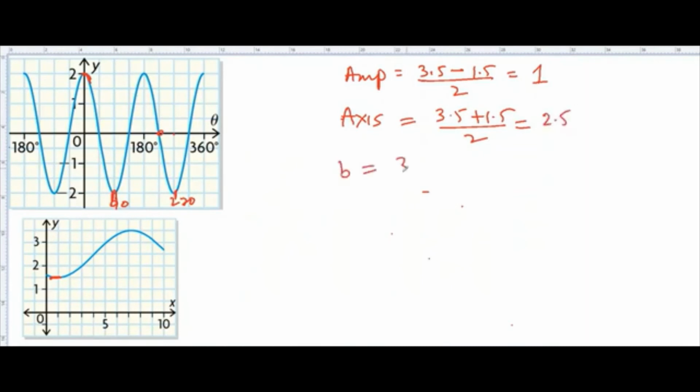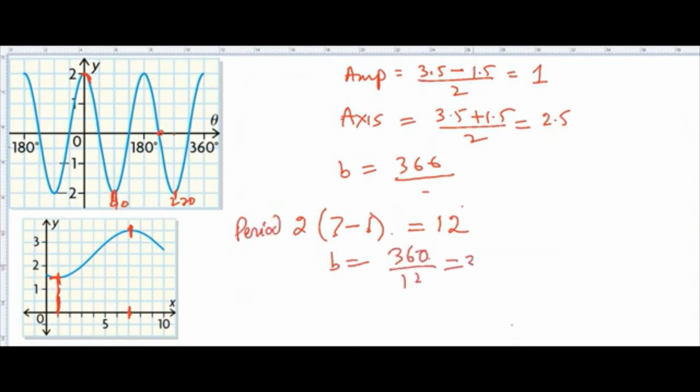B will be 360 divided by period. Now period, see, we know one minimum and one maximum. We don't know two maximums or two minimums. So we'll use the formula 2 times the higher, maximum. How much is this? 7, 5, 6, 7, 8, 9, 10, 7. Minus minimum, what is minimum? 1. So 7 minus 1 is 6, times 2, 12. Yeah, that's the period. Now B will be 360 divided by 12, which is 30.